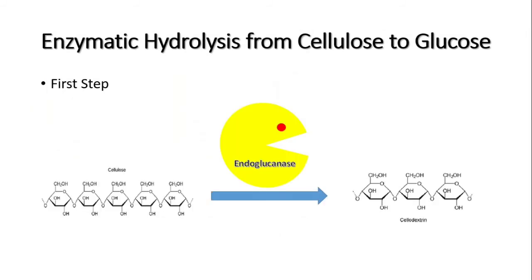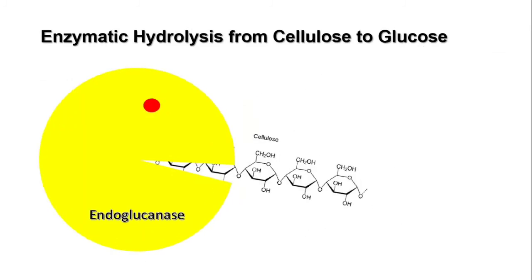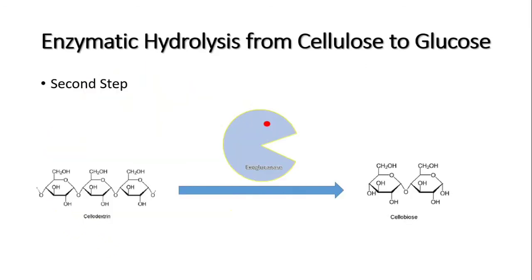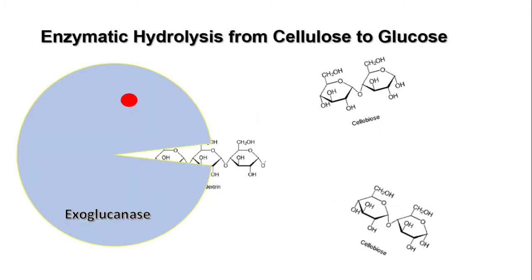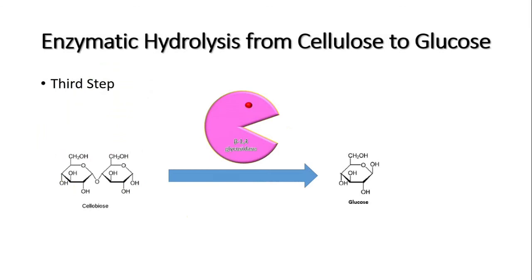The whole process includes three steps. The first step, the endoglucanase will break the pretreated cellulose to cellodextrin. The second step, the exoglucanase will break the cellodextrin to cellobiose. The third step, the beta-1,4-glycosidase will break the cellobiose to glucose.